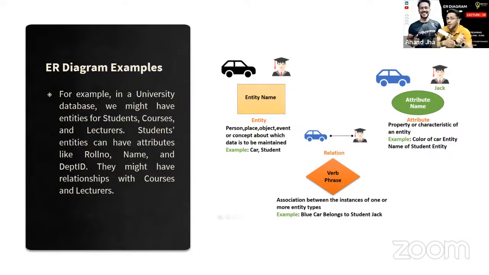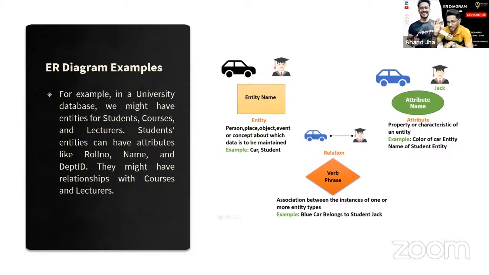Association between the instances of one or more entity types. Like blue car belongs to student Jack. Like you have different types of car, sedan, hatchback, SUV, right? Same way, what are the associations between the instances? Blue car belongs to student Jack. Which course is purchased by which students? Which customer has done which transaction? Which customer has purchased which product? So all these associations which you are establishing as a relationship will help you in establishing the ER diagram.